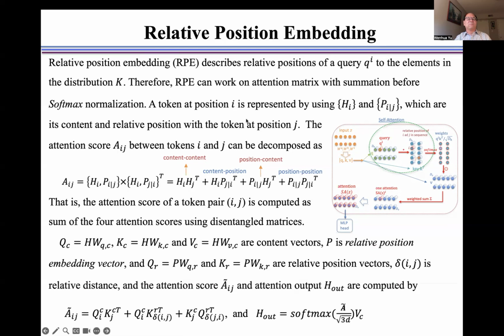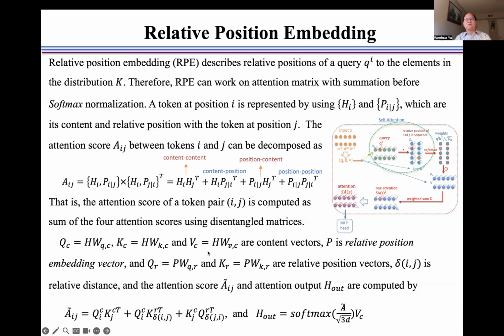The attention score AIJ between tokens I and J can be decomposed as 4 terms. There's a content to content, there's a content to position, and this is position to content, and this is position to position. Namely, the attention score for token pair IJ is computed as a sum of the 4 attention scores using these tangled matrices.